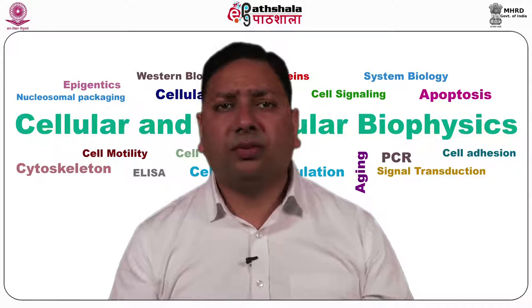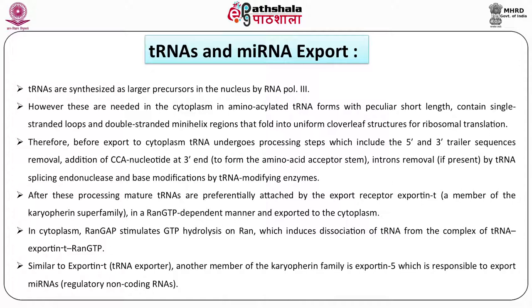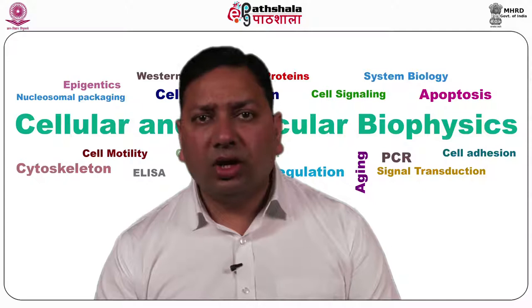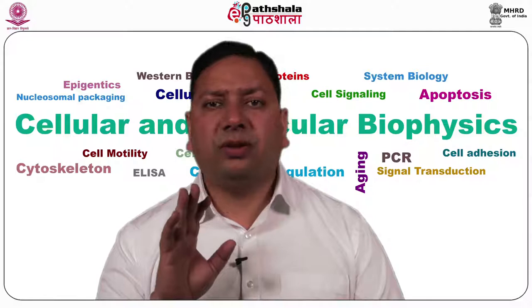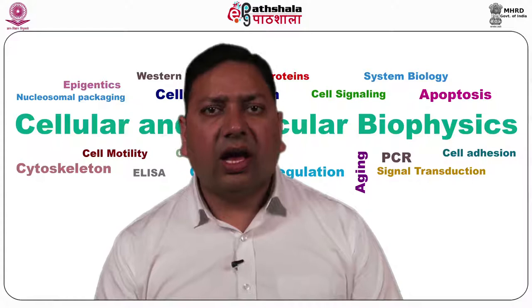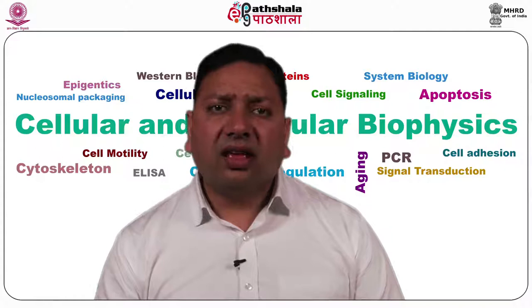After this processing, mature tRNAs are preferentially attached to an export receptor known as exportin-T. It is a member of the karyopherin family and exports tRNA to the cytoplasm in a RAN-GTP dependent manner. In the cytoplasm, RAN-GAP stimulates GTP hydrolysis on RAN, which induces dissociation of tRNA from the complex of tRNA, exportin-T and RAN-GTP. Similar to exportin-T, we have another member of the karyopherin family, known as exportin-5, and it is responsible for exporting miRNA, and these miRNAs are regulatory non-coding RNAs.